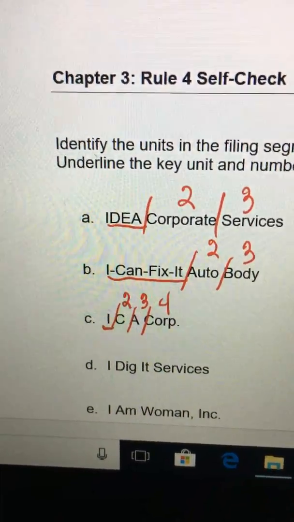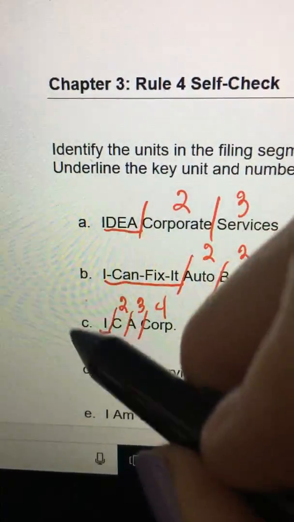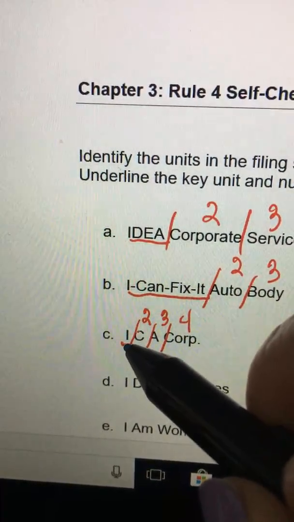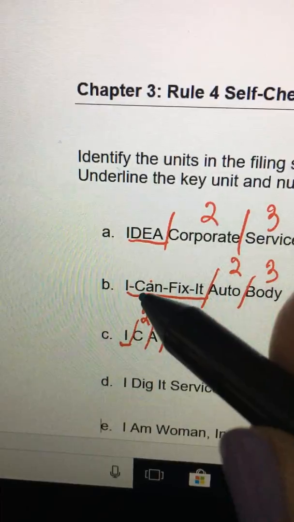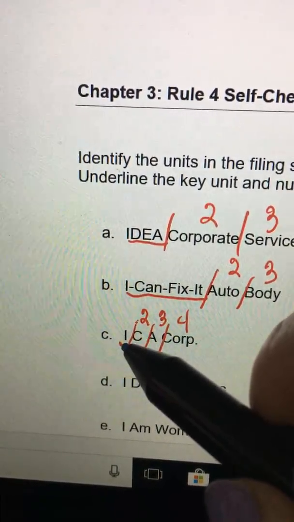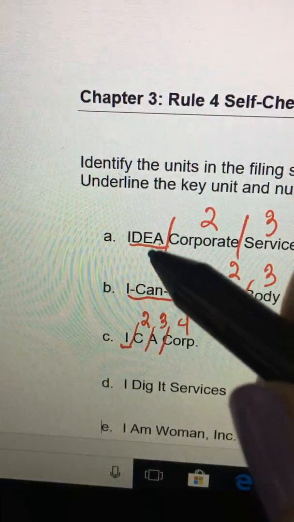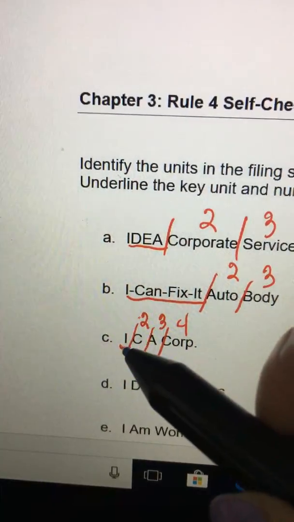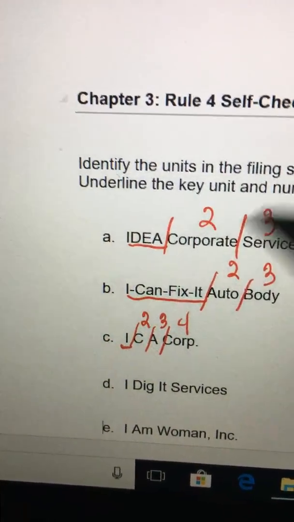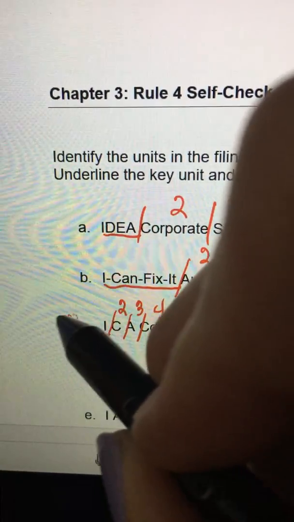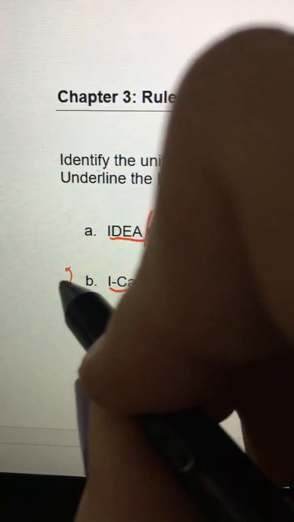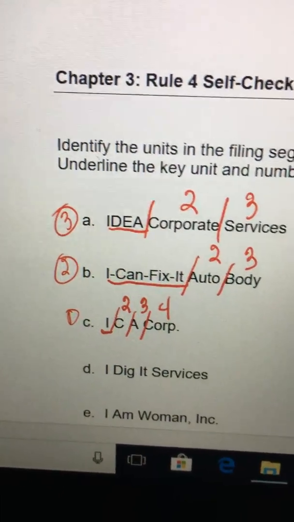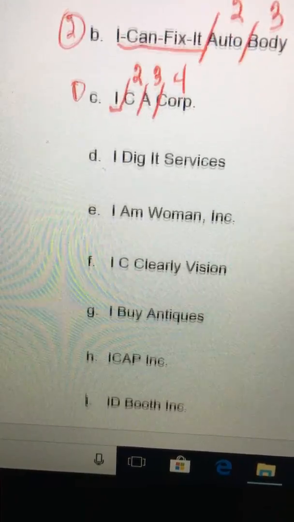Now, when you're doing this, I should have mentioned this earlier. If you're filing these 3 right here and you're trying to put them in alphabetical order, look at your key units. You've got IDEA, I Can Fix It, and I. The shortest one, nothing before something, this is that nothing before something rule, will come first. So I hope that makes sense. So this would come first, and then I Can Fix It, and then IDEA, if it was just those 3 that you were actually alphabetizing.